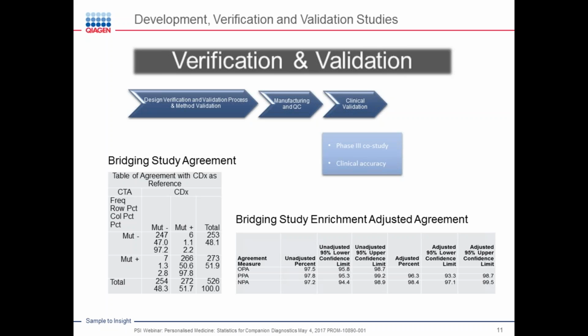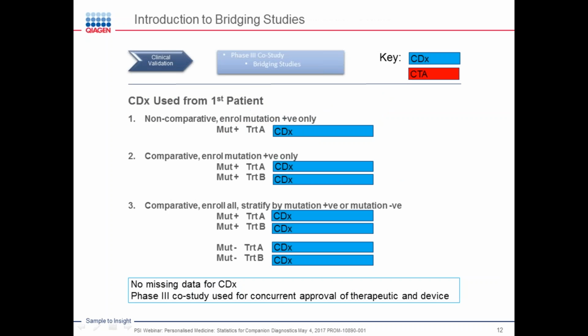So just a few further slides to introduce bridging studies. Obviously, if the CDX is used from the start, we don't need a bridging study. We have the CDX used throughout. There's no missing data for it, and we use the study for concurrent approval of both the therapeutic and device. And for this simple graphic, we've got the three main types of study design: non-comparative, comparative select mutation positive only, and comparative enroll all, and stratify by mutation positive or mutation negative.